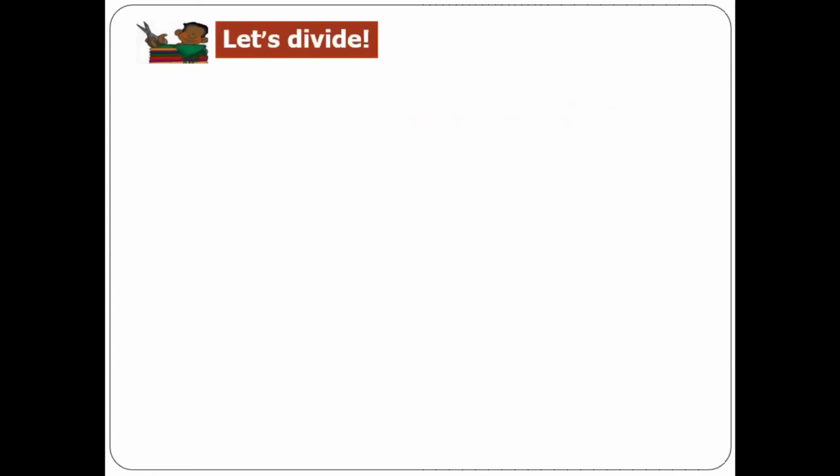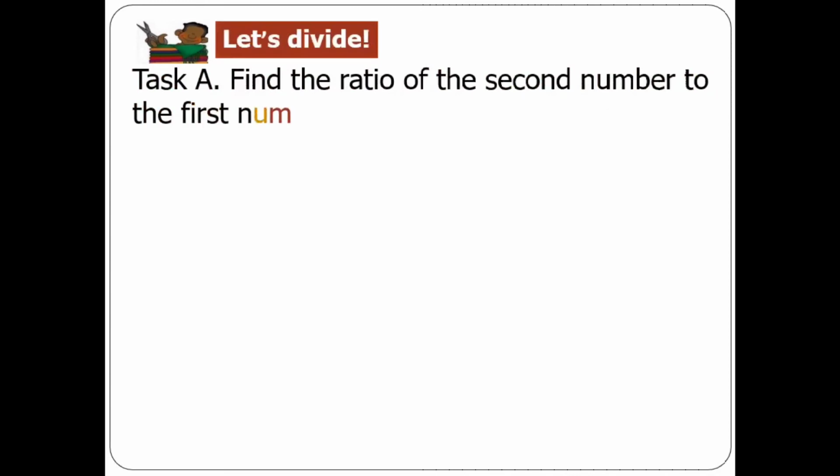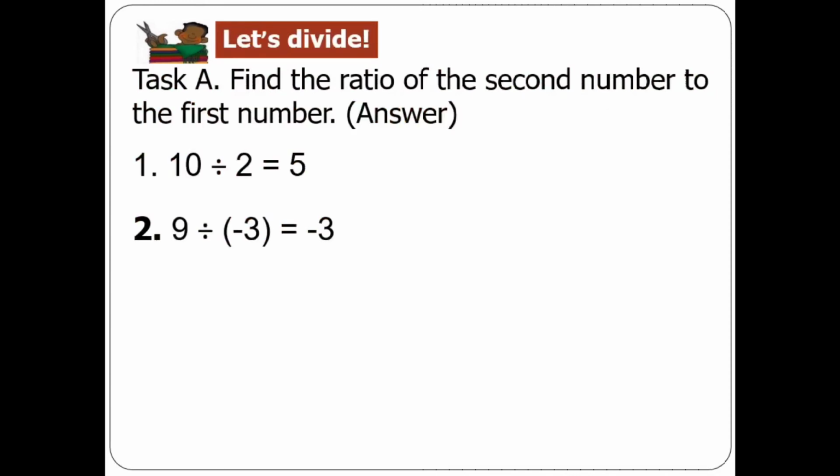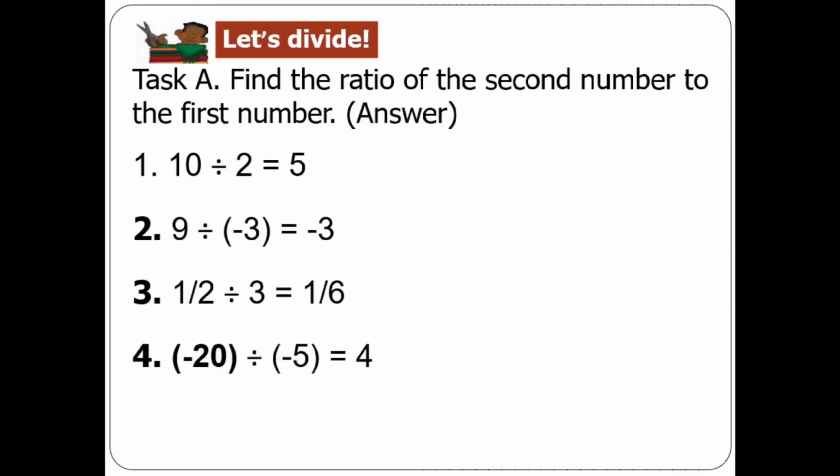Time to check your answer. Number 1, 10 divided by 2 is 5. Number 2, 9 divided by negative 3 is negative 3. Number 3, 1/2 divided by 3 is equal to 1/2 times 1/3, which is equal to 1/6. Number 4, negative 20 divided by negative 5 is 4. And number 5, 18 divided by 12 is 3/2.